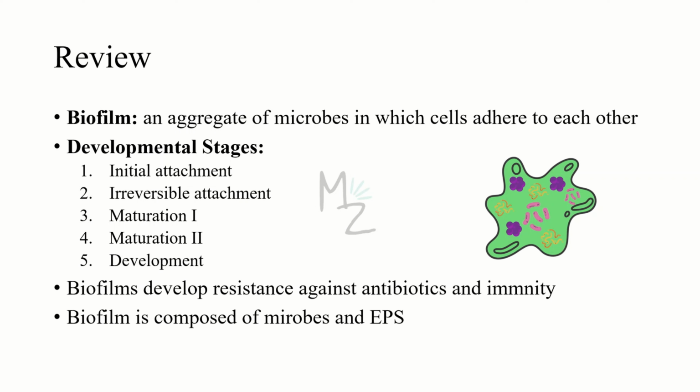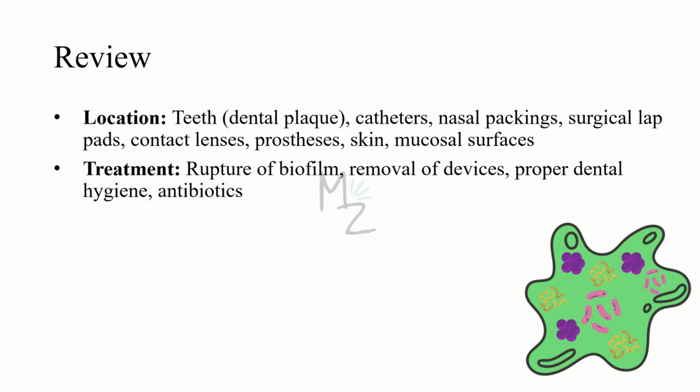Biofilms develop resistance against antibiotics, immunity, harsh environments. Biofilm is composed of microbes and EPS. Location: biofilms are located on teeth as dental plaque, catheters and nasal packing, surgical lap pads, contact lenses, prostheses, for example prosthetic hip joints or prosthetic heart valves, skin, mucosal surfaces, and tampons. Treatment: the rupture of biofilm plays an important role in its treatment. Removal of devices like catheters, proper dental hygiene, antibiotics.